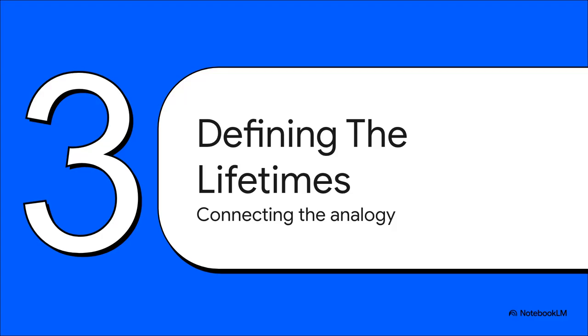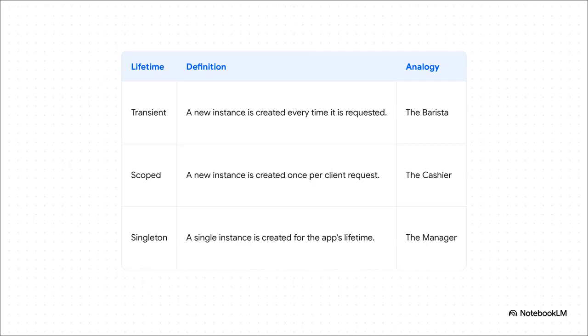So now that we have our coffee shop crew, the barista, the cashier, and the manager, let's connect this analogy directly back to the technical definitions and see how it all lines up. And this table just lays it all out beautifully. Look at the definitions again. Transient, created every time it is requested, just like ordering a coffee from a new barista. Scoped, created once per client request, just like getting a cashier for your whole visit. The analogy just makes that confusing language crystal clear.